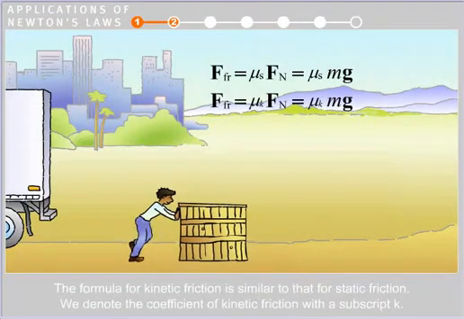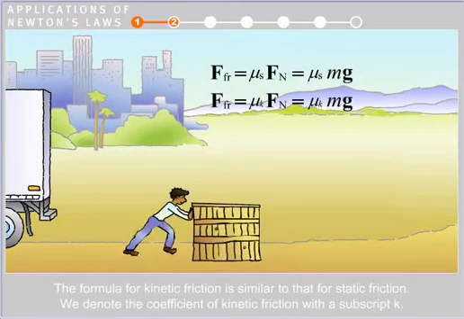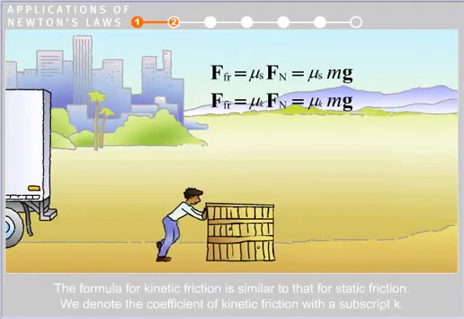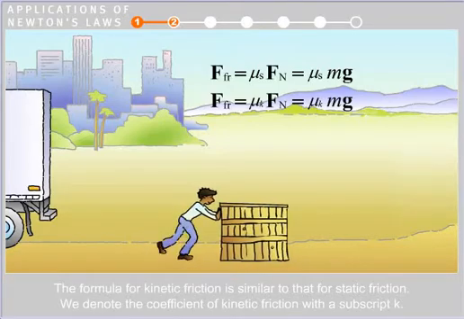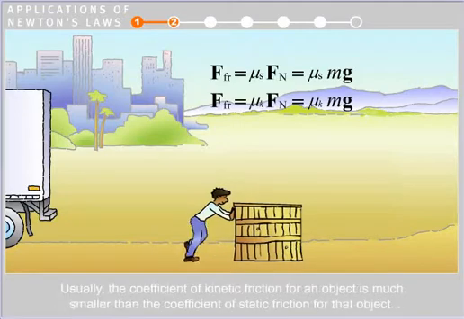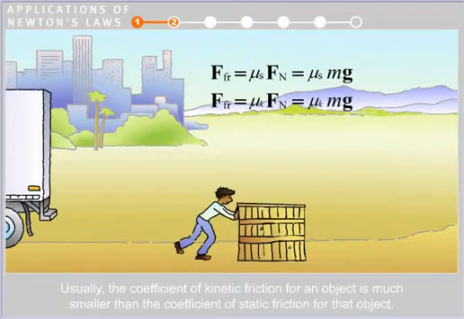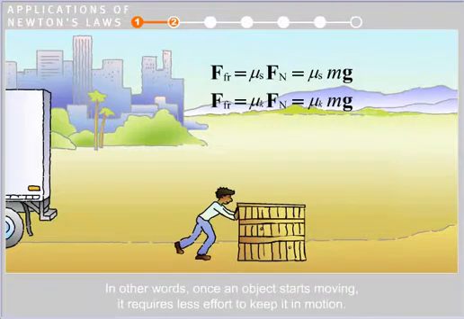The formula for kinetic friction is similar to that for static friction. We denote the coefficient of kinetic friction with a subscript k. Usually, the coefficient of kinetic friction for an object is much smaller than the coefficient of static friction for that object. In other words, once an object starts moving, it requires less effort to keep it in motion.